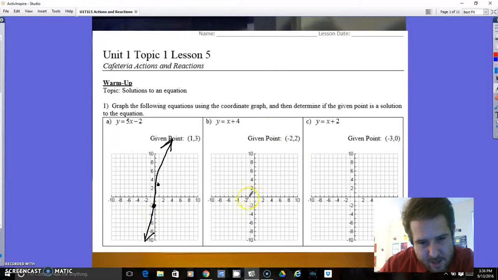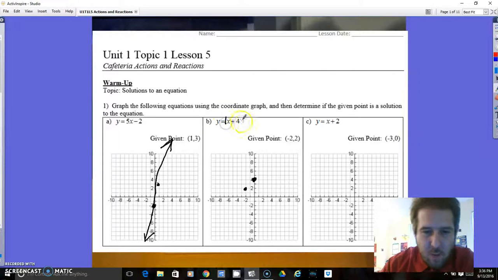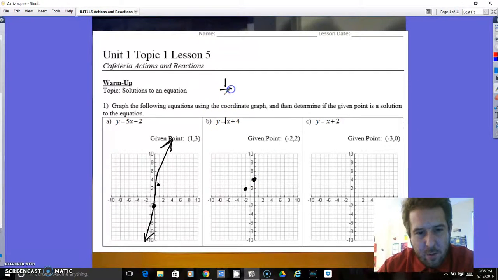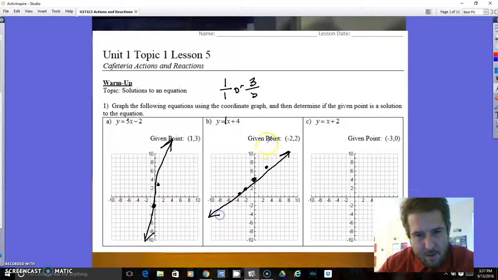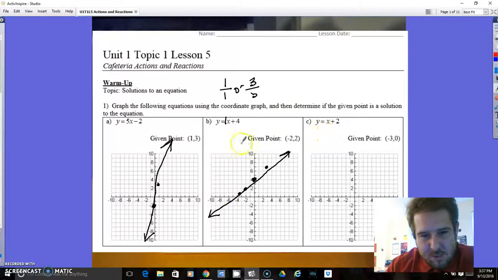For the second question, we got negative 2, 2, which is right here. And x plus 4. Plus 4 is the y-intercept, and the slope is 1. Because there's one x there, that means it has a slope of 1 over 1. Or you could say it has a slope of any number over itself, like 3 over 3. Up 1, 2, 3, right 1, 2, 3. Or you could do the opposite, down 1, 2, 3, left 1, 2, 3. And you're going to notice that this point does go on that line as well. So that works for the first two questions. Those are both yes.